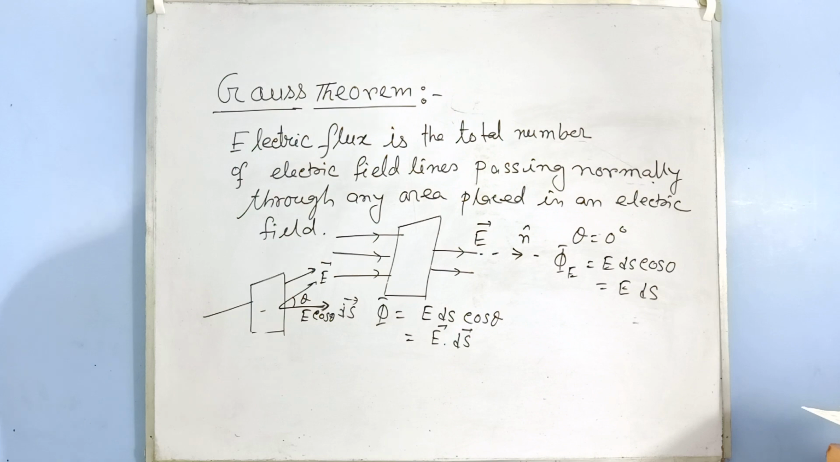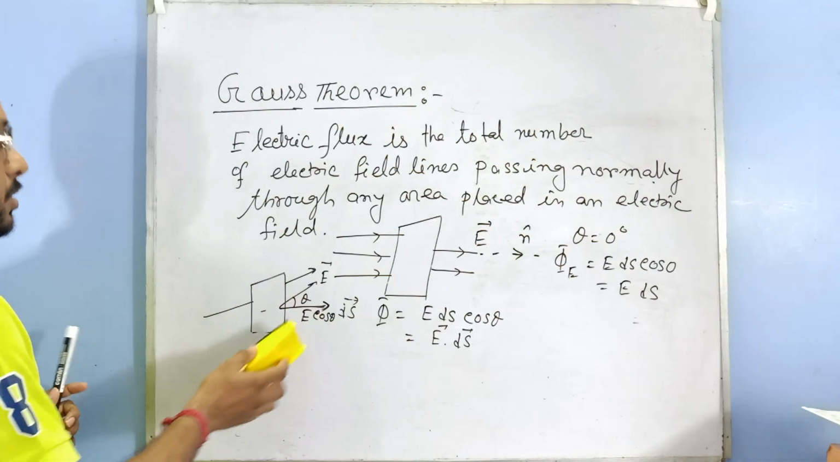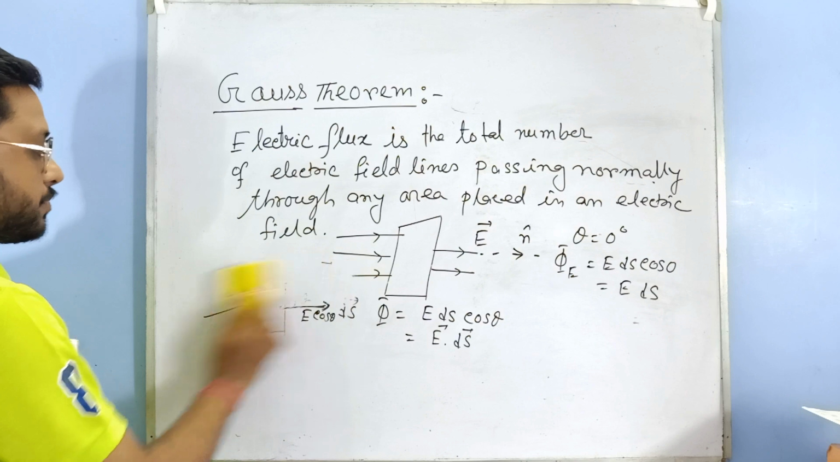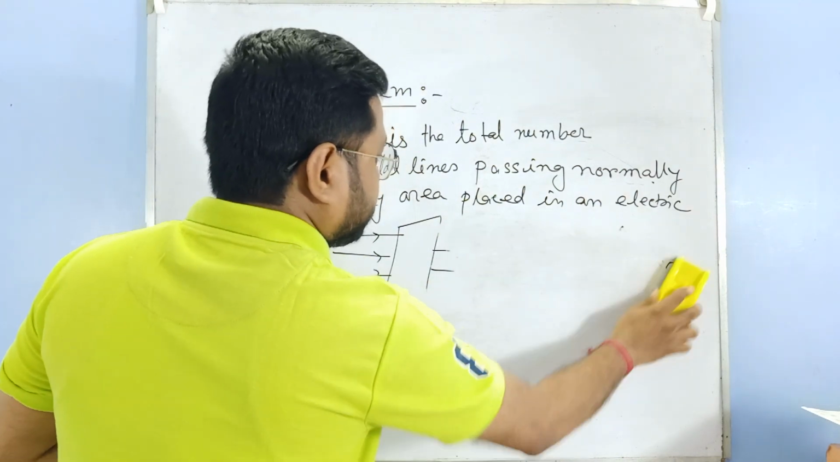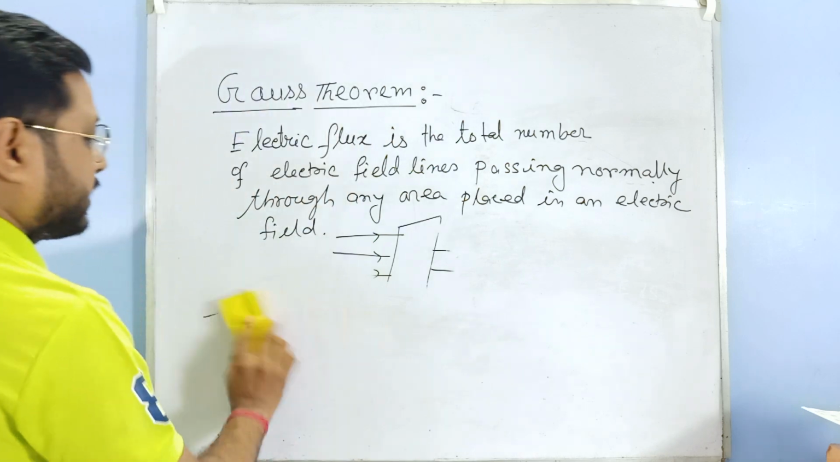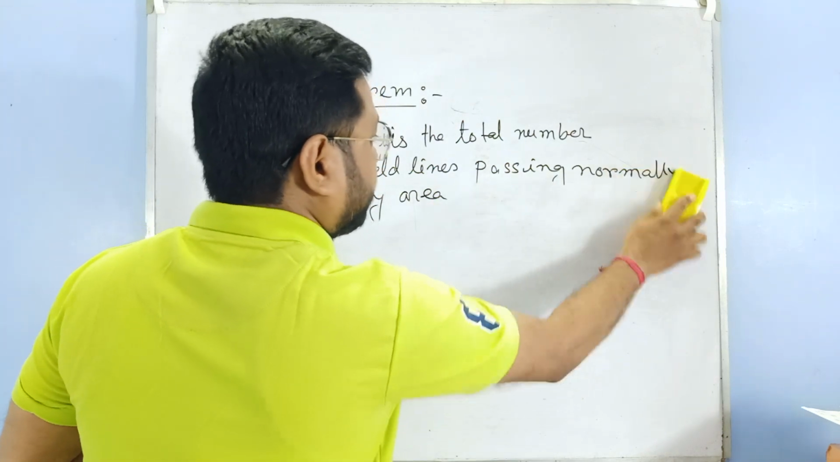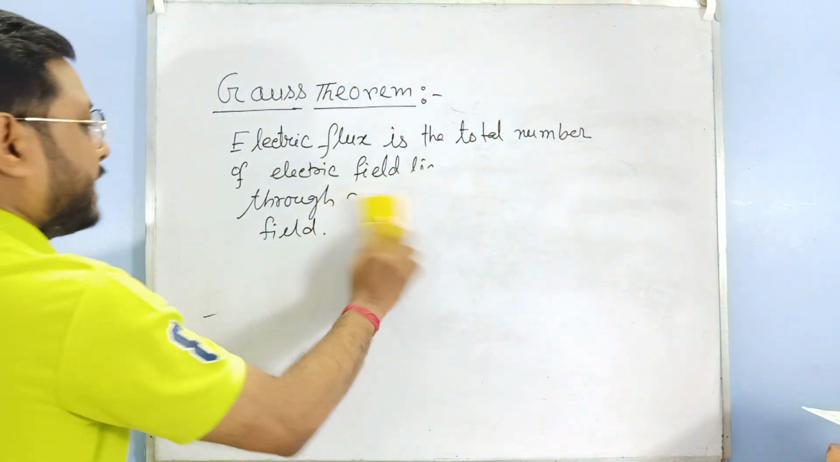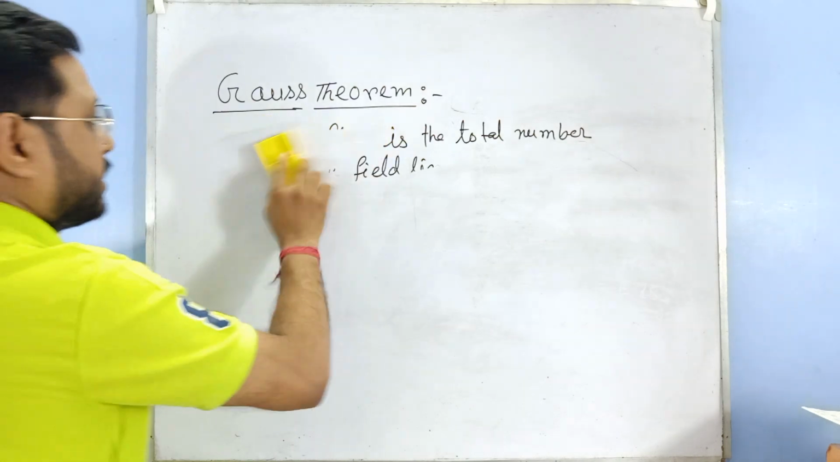Okay, so this is the concept of electric flux. Now go with the Gauss theorem. Electric flux is measured by the dot product of the electric field vector and the area vector. The area vector is the vector normal to any surface area. The direction of the surface area is given by the area vector.